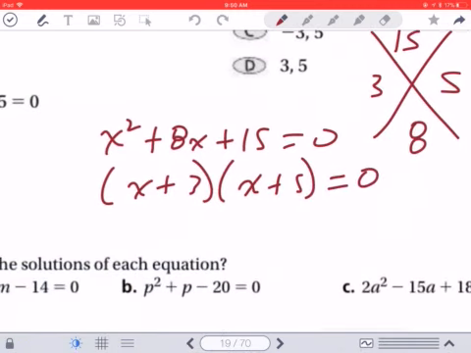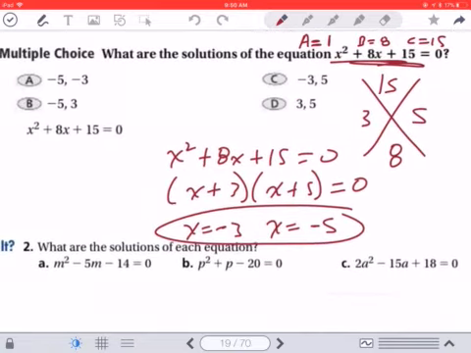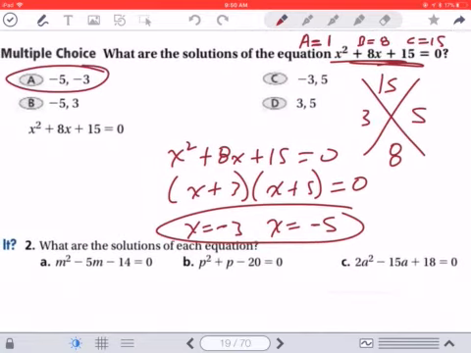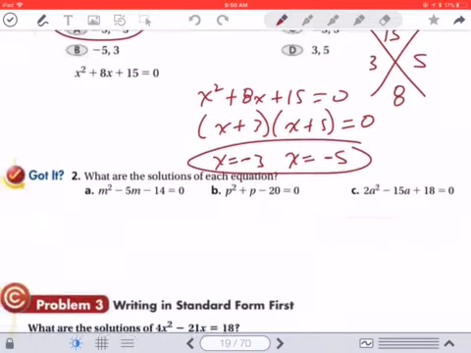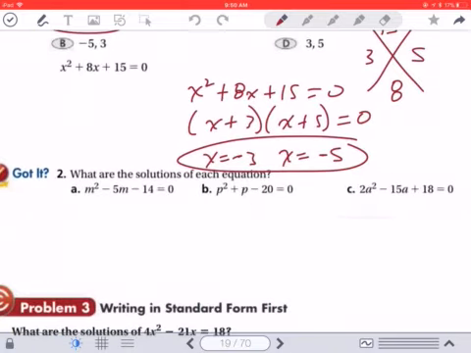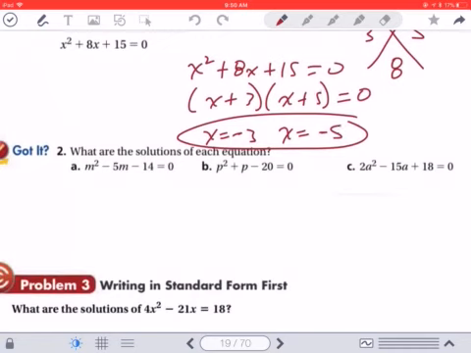And if I solve this, x could be negative 3, and x could be negative 5. So my answers are negative 3 and negative 5, which is choice A. Okay, I want you to try A and B. So try those two. Make sure you're pausing the video. Give it a try on your own. That's going to help you before you start working on Khan Academy.